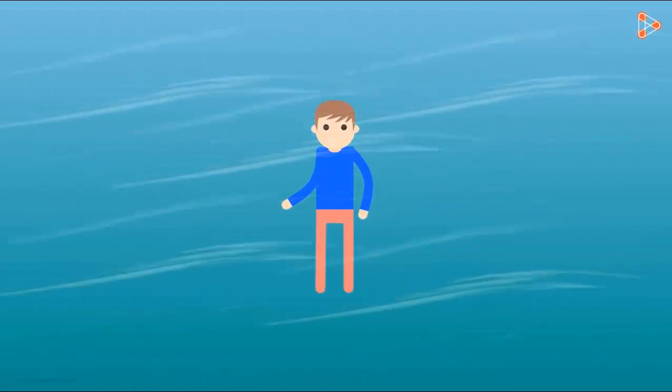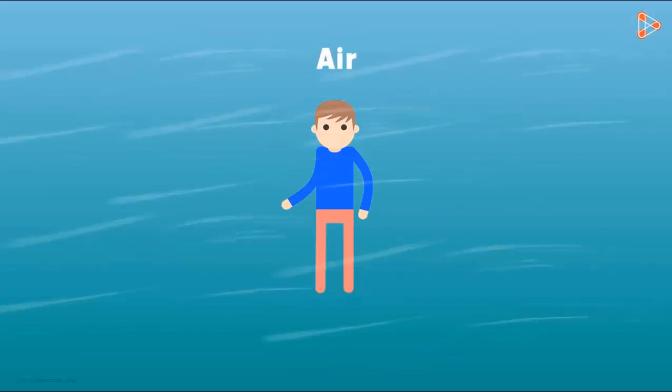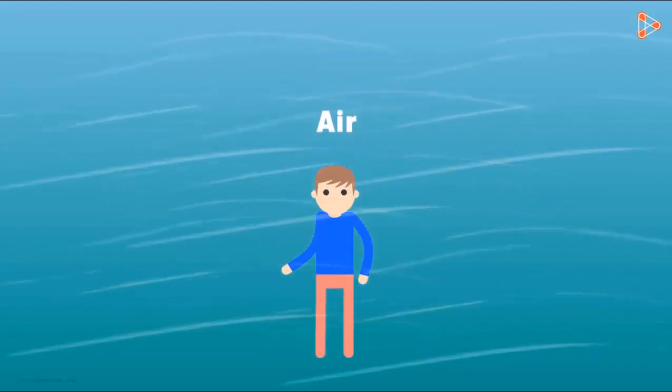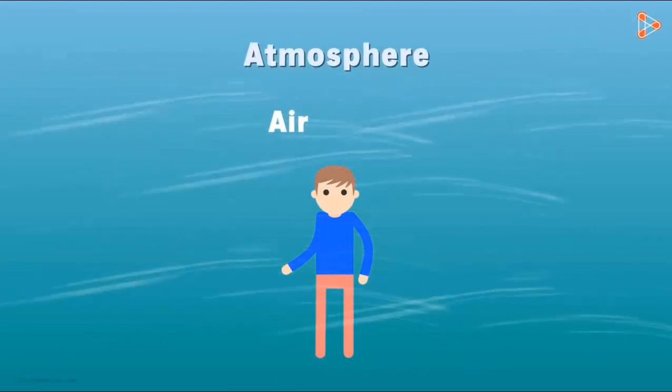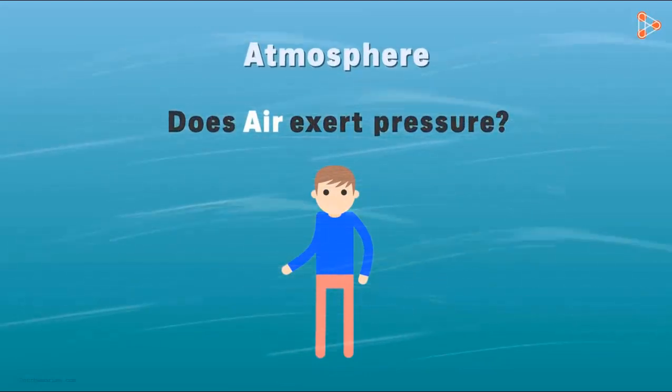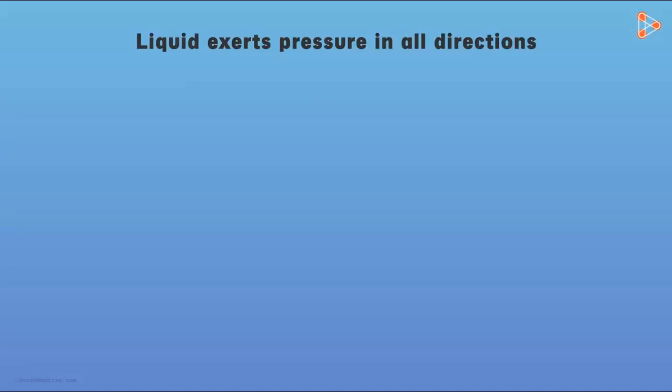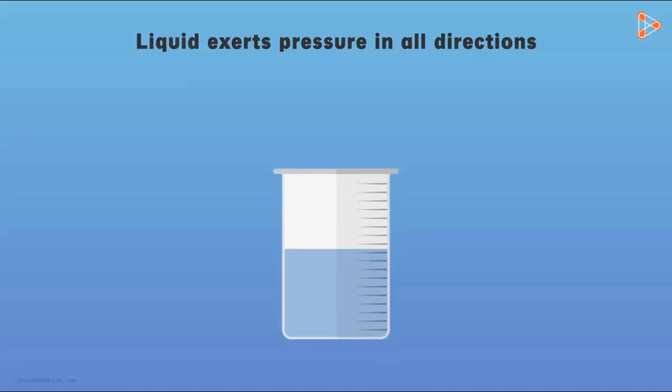We are surrounded by air from all directions. This envelope of air around us is what we call atmosphere. Does air also exert pressure on objects on the Earth? In our previous video, we studied that liquid exerts pressure in all directions. For example, here we have water in a beaker. Due to gravity, this water is pulled down towards the Earth.